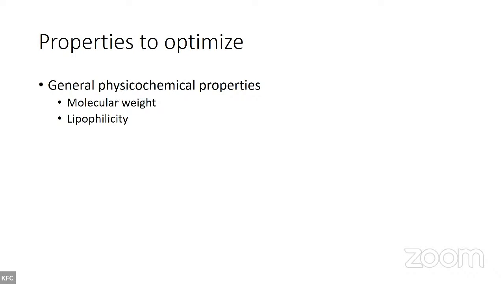Then some more properties to optimize are general physical chemical properties. And actually, why do we want to optimize them? Actually, a lot of these simply make a good drug. What properties should a drug have? They are this type of physical chemical properties. So this is things like there is a maximal molecular weight, there is a lipophilicity range of interest. For example, there can be a maximum amount of hydrogen bond donors or acceptors.